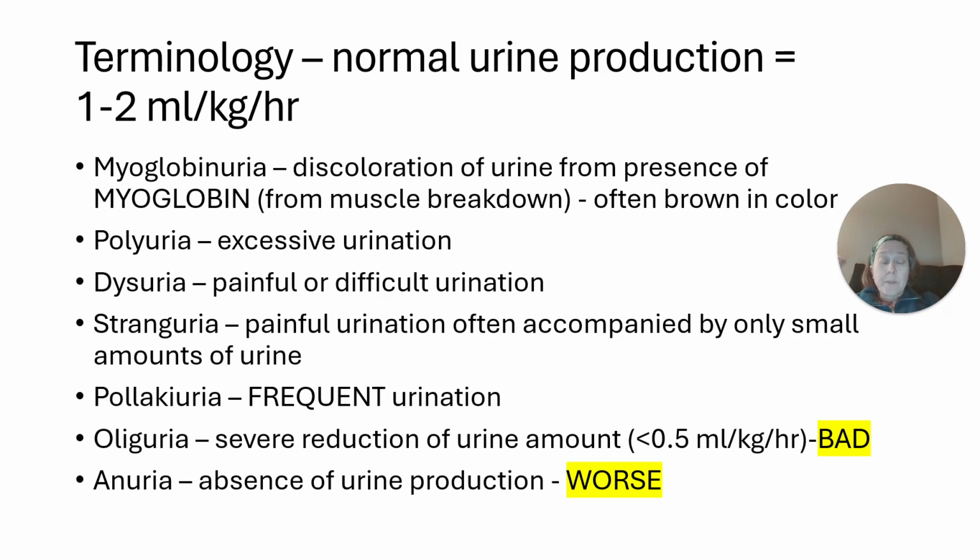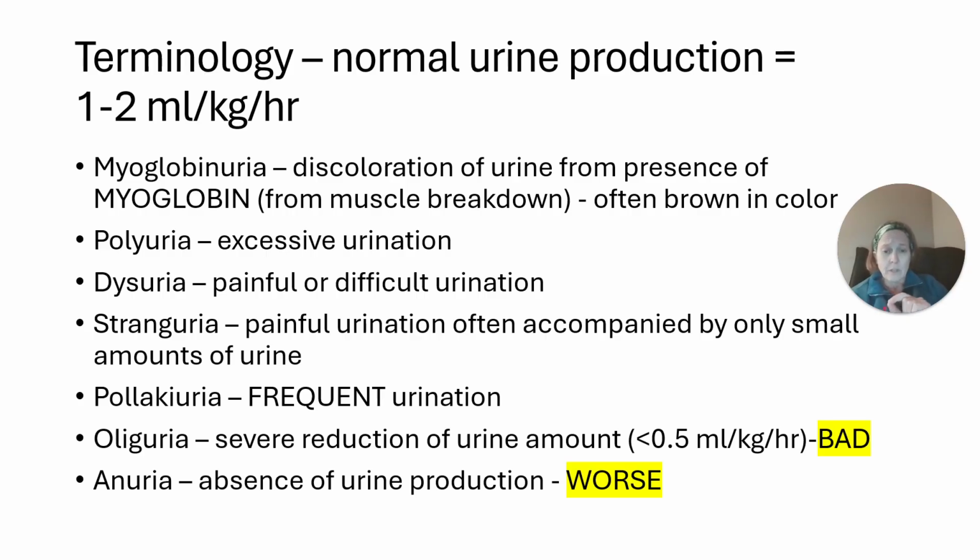If we say an animal is polyuric, that means they're urinating more than what we would consider normal, or excessive urination. Dysuria is painful or difficult urination. Stranguria is painful urination, and a lot of times these animals will just make a tiny amount of pee. Pollakiuria is frequent urination, whereas these bottom two terms are bad.